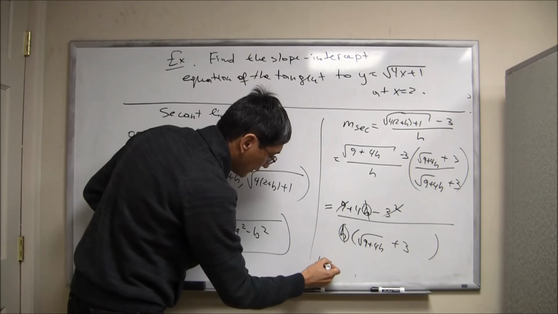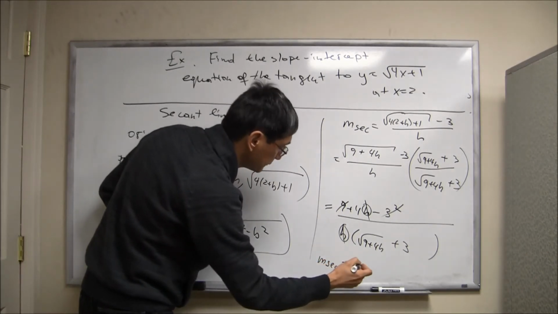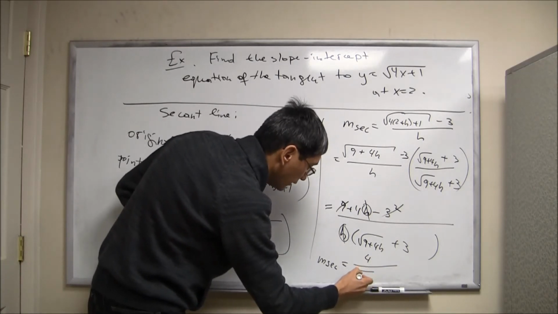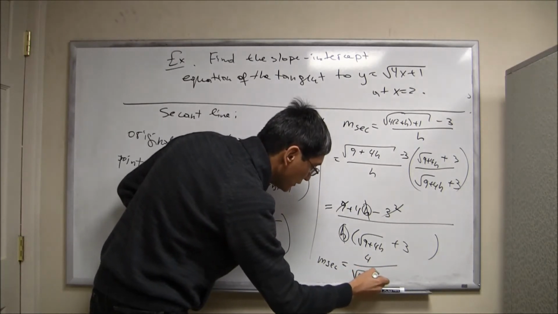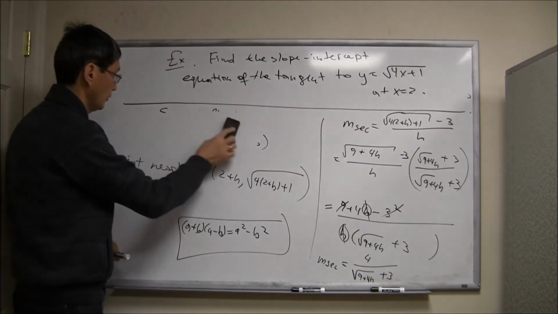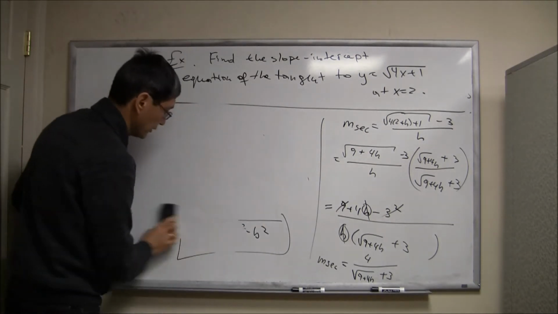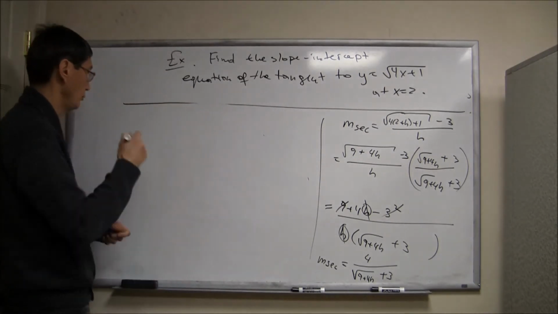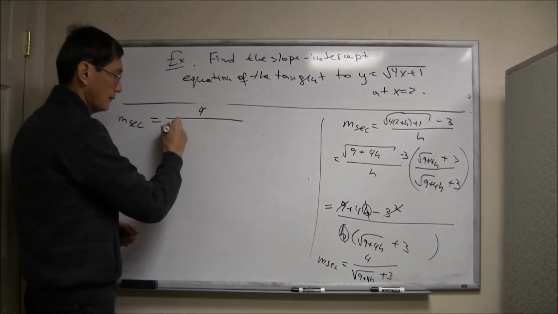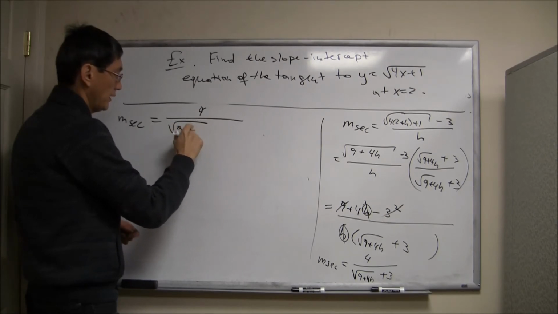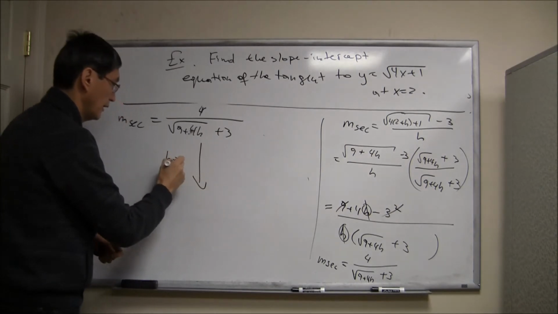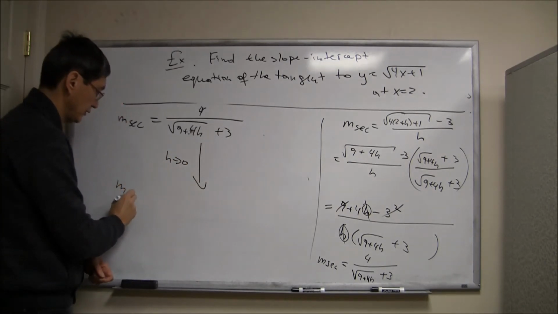So we get a nice expression for the slope of secant: 4 divided by square root of 9 plus 4h plus 3. And that's what we were looking for. Because you remember what you want to do with the simplified form of the slope of secant: we want to make h become 0. And when h becomes 0, we get the slope of tangent.